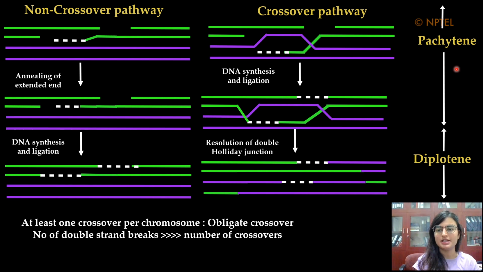During the pachytene stage, we know that the synaptonemal complex formation is complete, which means that the two homologs are in such close proximity to each other that the distance between them is almost equal to 100 nanometers, which means that the formation of these intermediates is very intimate.